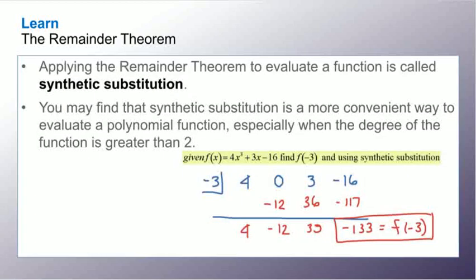Now applying the remainder theorem to evaluate a function is called synthetic substitution. You may find that synthetic substitution is a more convenient way to evaluate a polynomial function, especially when the degree of the function is greater than 2. So you don't have to put that number in so many times. And remember, what power do you have to raise it to? So synthetic division, or synthetic substitution, might be an easier way of doing that.